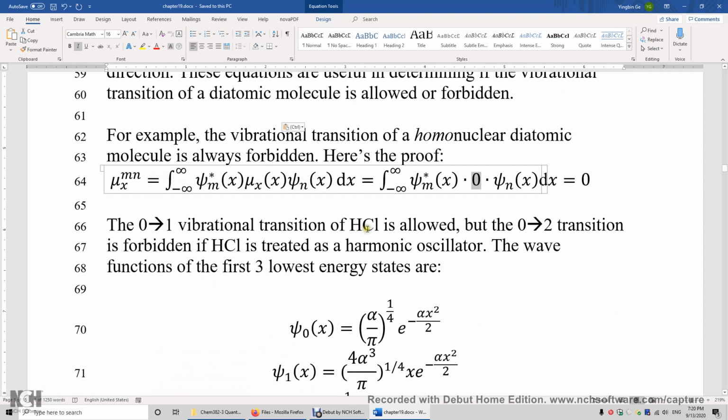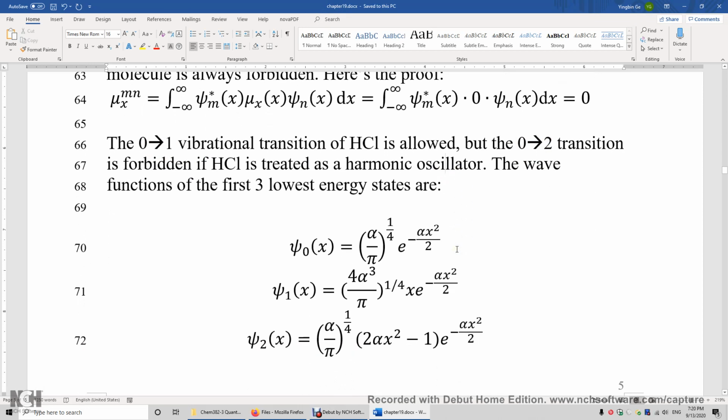Now let's look at HCl. Okay, this is a heteronuclear diatomic molecule, and the 0 to 1 transition is allowed. 0 to 2 is forbidden. Again, the selection rule is this: the vibrational quantum number must change by 1. So over here, the quantum number changes by 2, so this is forbidden.